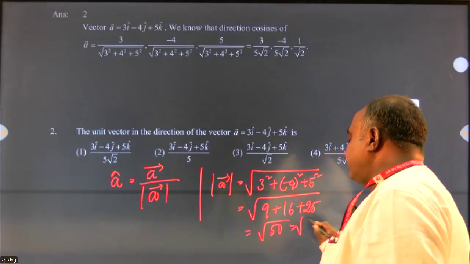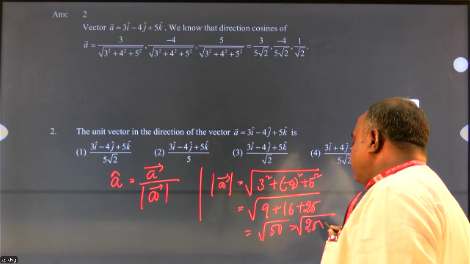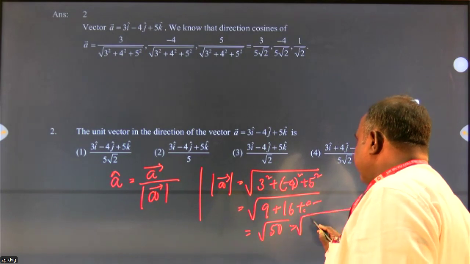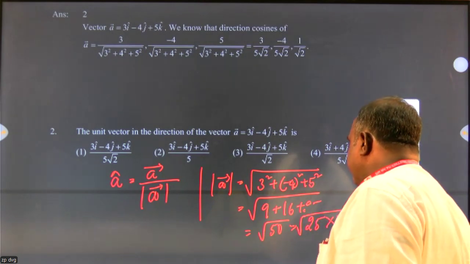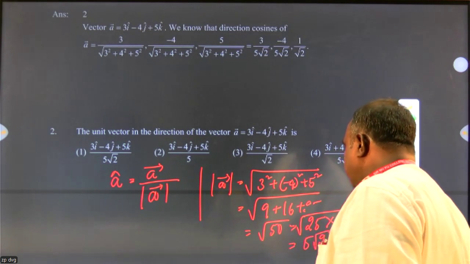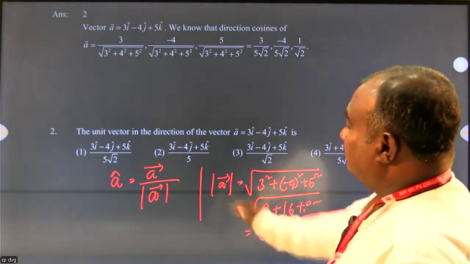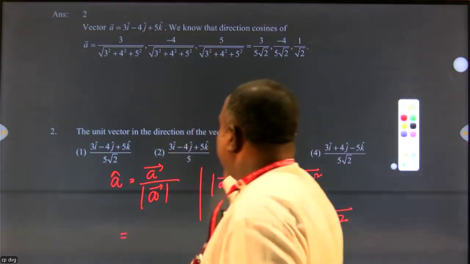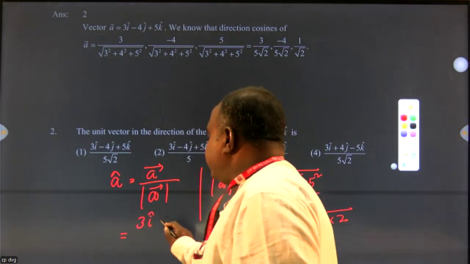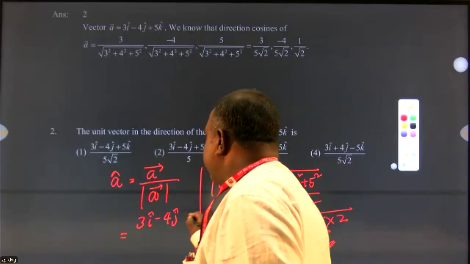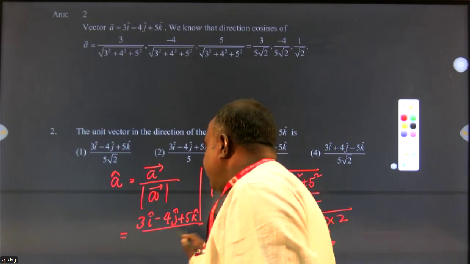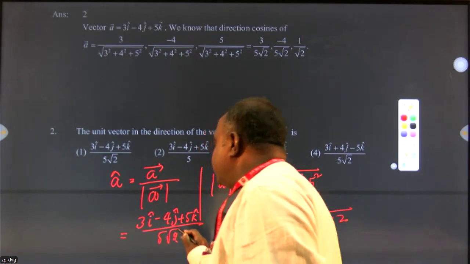Root of 50, what can you write? 25 into 2. That is nothing but 5 root 2. Now what is the formula here? A bar. What is the A bar you have? This is 3i minus 4j plus 5k, by 5 root 2. Check the option, which is the option. You have to choose that option.